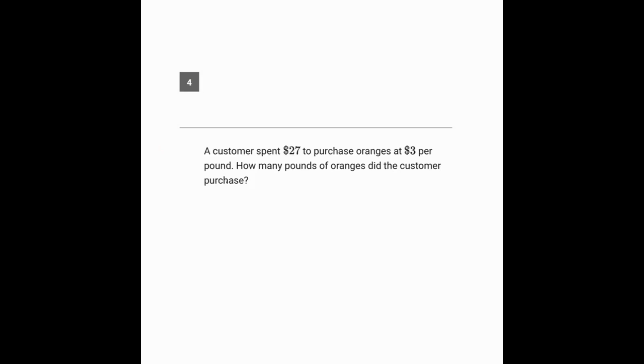For question number 4, we can start with the idea of price times quantity statements. We know that these oranges are $3 each pound, and we can say x is the number of pounds. So 3x, that's the whole amount of money spent on oranges. And the question is telling us that that comes out to 27. So now we can just solve this algebraic equation by dividing both sides by 3, and we'll get x equals 9, and that's our answer for number 4.